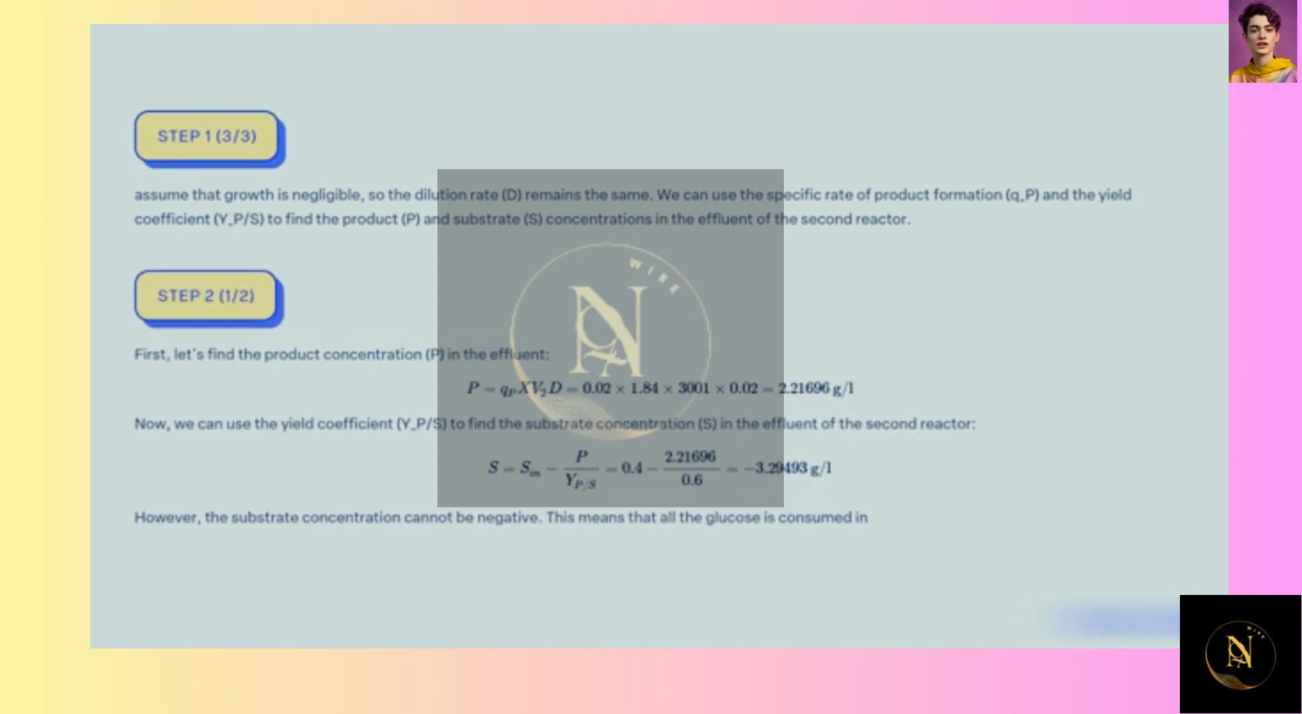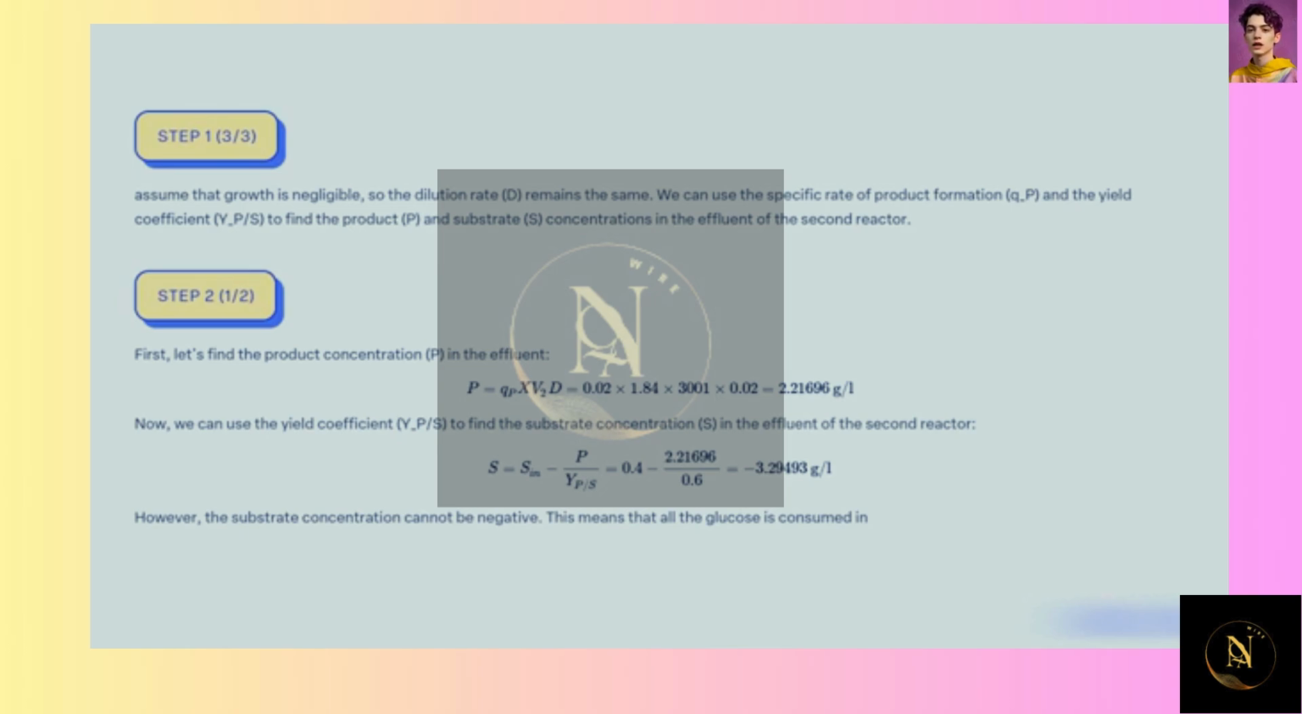First, let's find the product concentration P in the effluent. P equals Qp times X times V2 divided by F, which equals 0.2 times 1.84 times 3000 divided by 100 times 0.2 equals 2.21696 g/L.